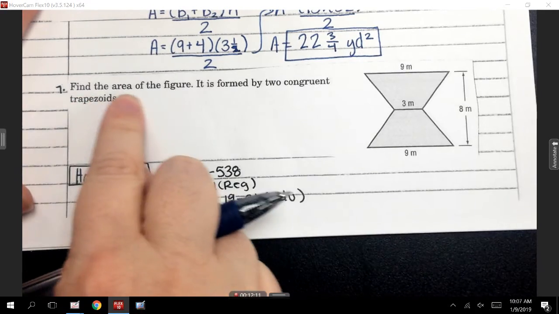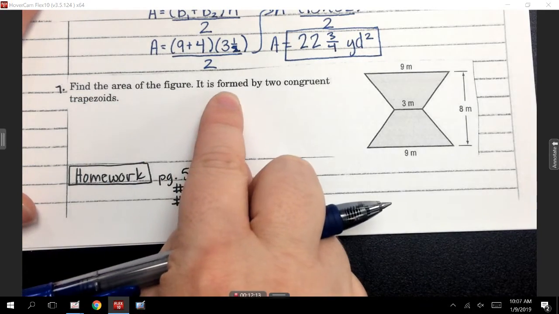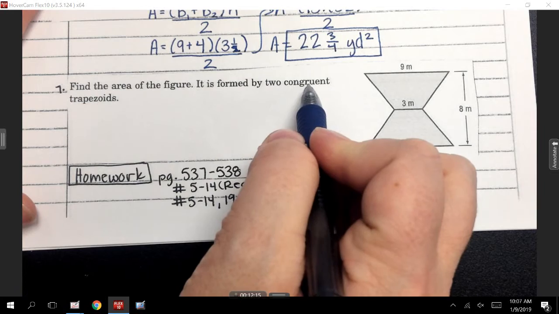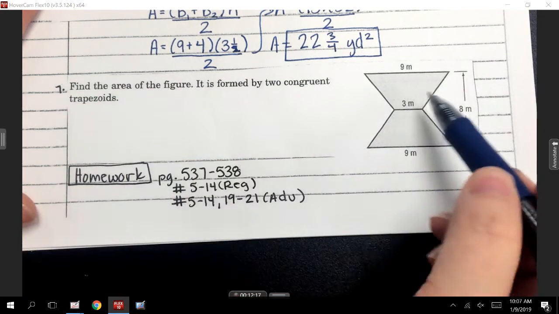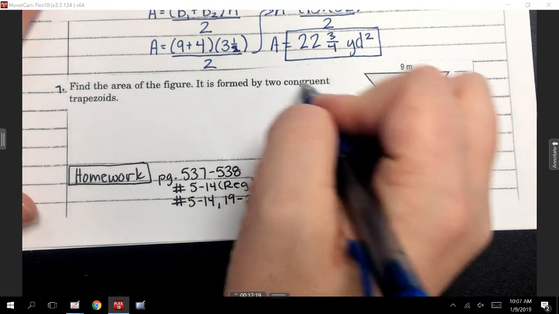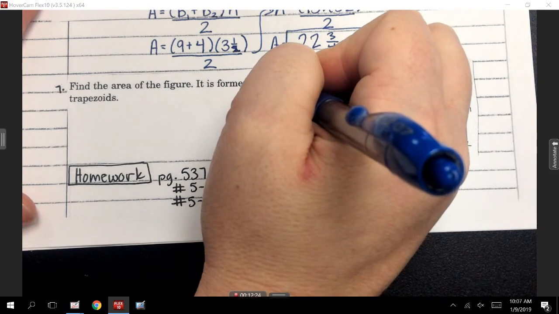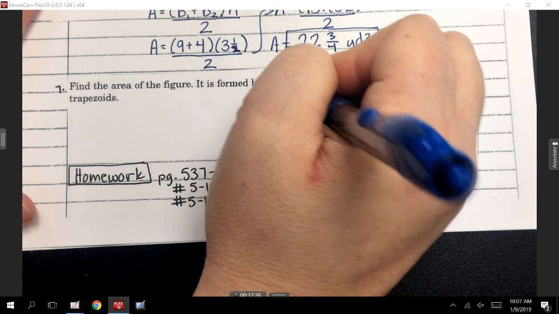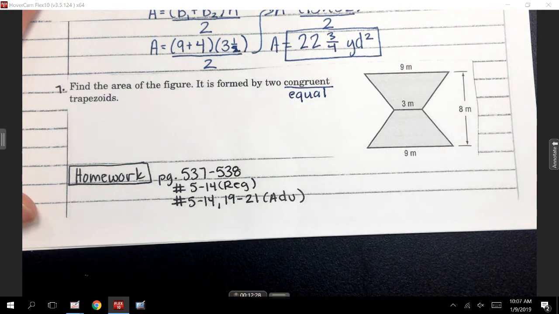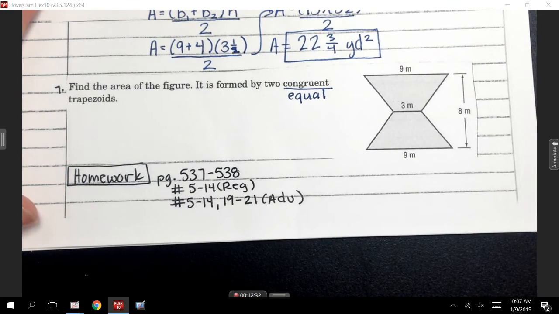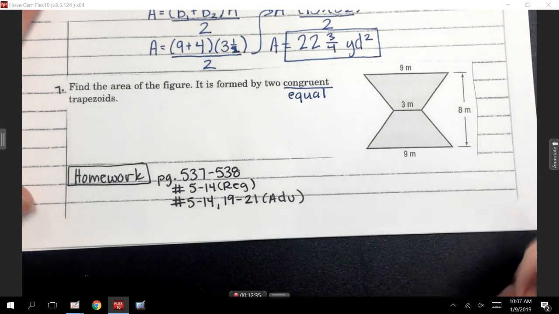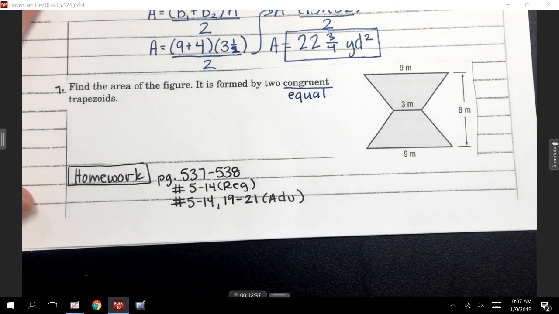All right. We're going to find the area of the figure, and it is formed. It tells me right here it's formed by 2 congruent trapezoids. So we see the 2 trapezoids. What does the word congruent mean? What does that mean, Juliana? The same or equal. Congruent means the same or that they're equal. All right? So if I'm looking at these trapezoids and I know they're the same, do I need to find the area of both of them? No, I can really just find the area of one of them.